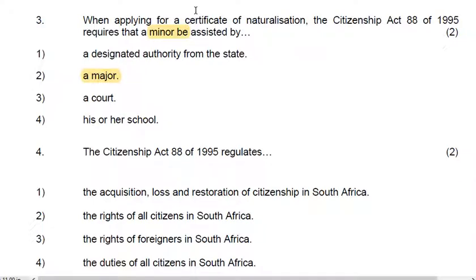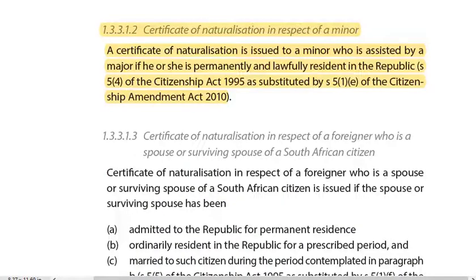Let us turn to page 12 of our study guide and see. It says certificate of naturalization in respect of a minor. Don't forget that our question is about a minor. A certificate of naturalization is issued to a minor who is assisted by a major if he or she is permanently and lawfully resident in the Republic, full stop. Let's just leave it and forget about the rest of the constitutional stuff. So there is our answer. A minor must be assisted by a major.